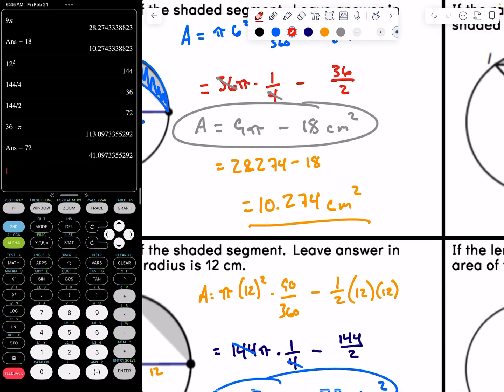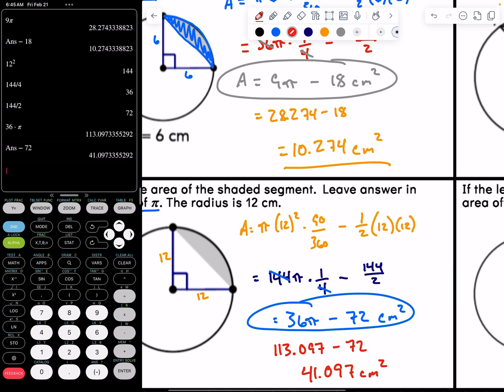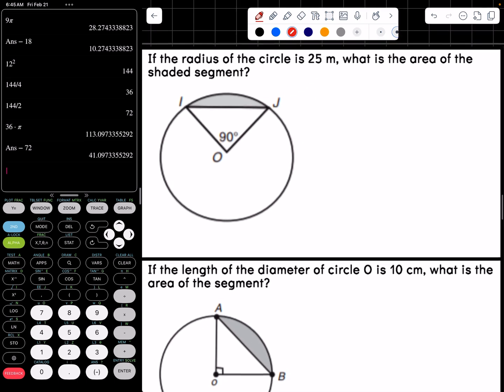If I leave my answer in terms of pi, I cannot evaluate any further in both of these scenarios, because pi is like having an x in there. I couldn't do anything with 9x minus 18, I would have to leave that as 9x minus 18. So something to look at. We can evaluate further, but if it asks us for our answer in terms of pi, you've got to be very, very careful.